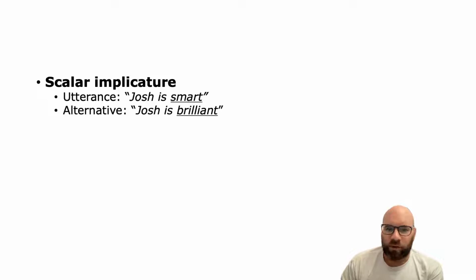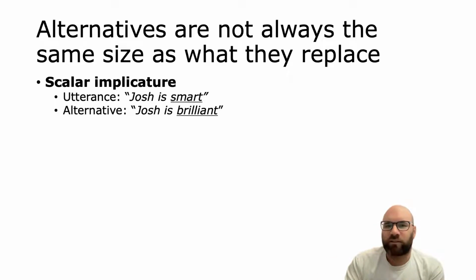So in this example that we looked at, a person said Josh is smart. The alternative that they could have said but didn't say is Josh is brilliant. So it kind of looks like the relationship between this utterance and its alternative is just switching out one word, right? We switch smart for brilliant. So we replace one word for a more specific word or a stronger word. So in this case, it looks like switching one word is how we get an alternative. But in fact, the alternatives will not always be the same number of words or the same size as the things they're replacing.